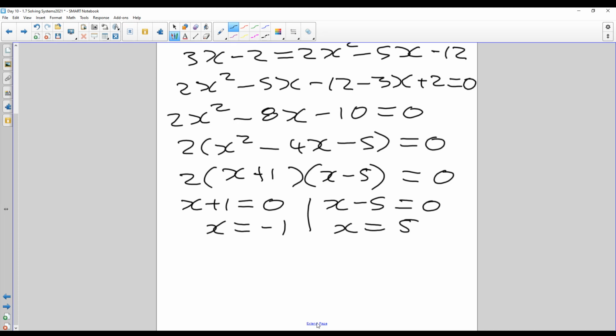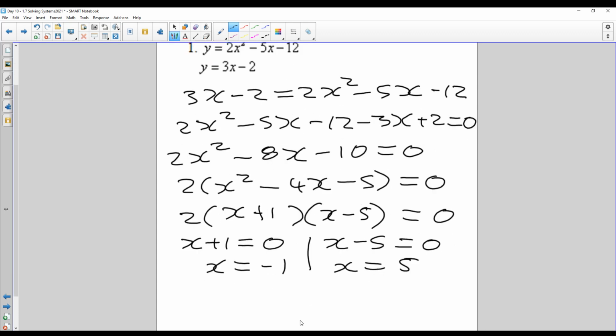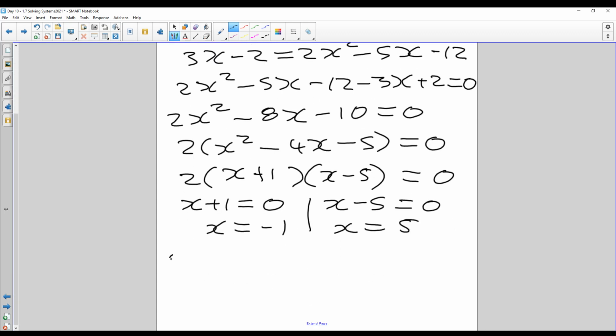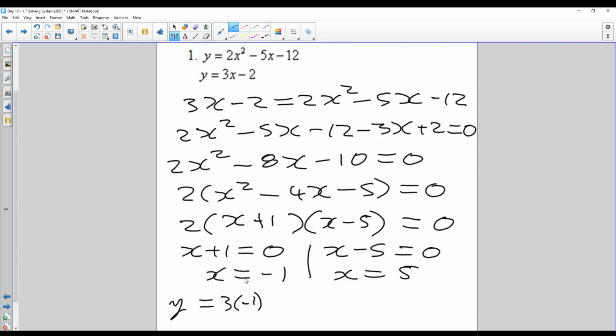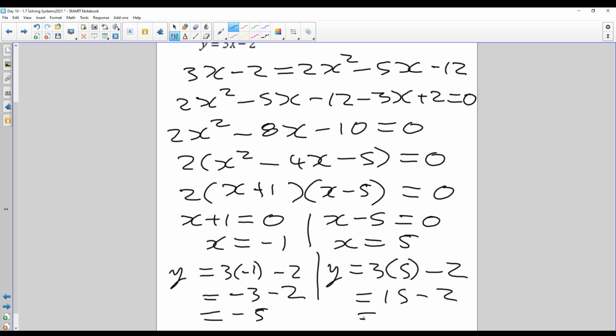Yes, Abel. And I'm going to vote for the simpler one, which is y equals 3x minus 2, the linear function. So when x is minus 1, y is equal to 3 times minus 1 minus 2. When x is 5, y is equal to 3 times 5 minus 2. In this case, this is equal to minus 3 minus 2, which is minus 5. And this is 15 minus 2, which is 13.